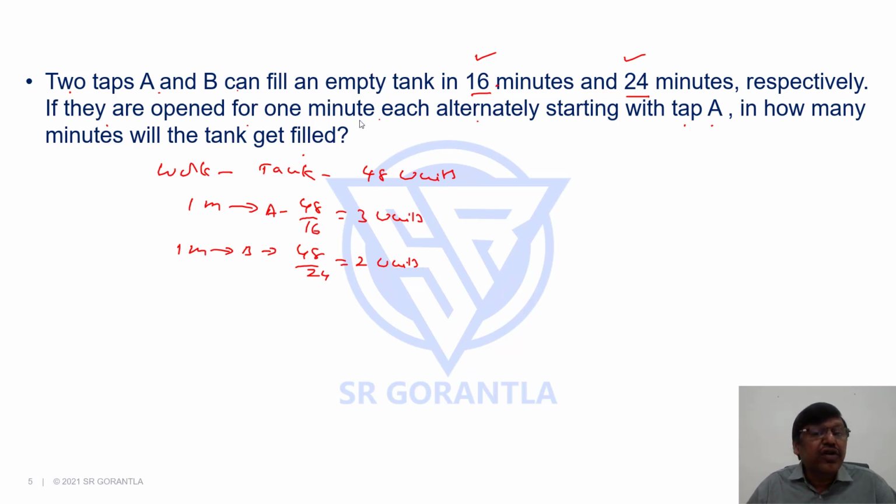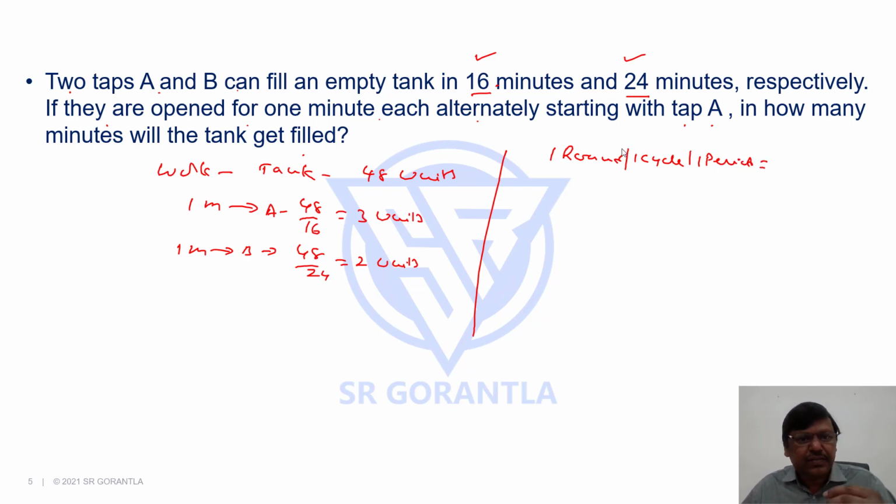They're working alternately 1 minute each, means we have to find out what is one round or one cycle or one period equals to how much time. If you recall the discussion we had in the earlier session on alternately working together, we have discussed that one round or one cycle or one period is the time that would have elapsed by the time each gets an equal opportunity. I suggest you actually watch that video on alternately working together and then come to this.